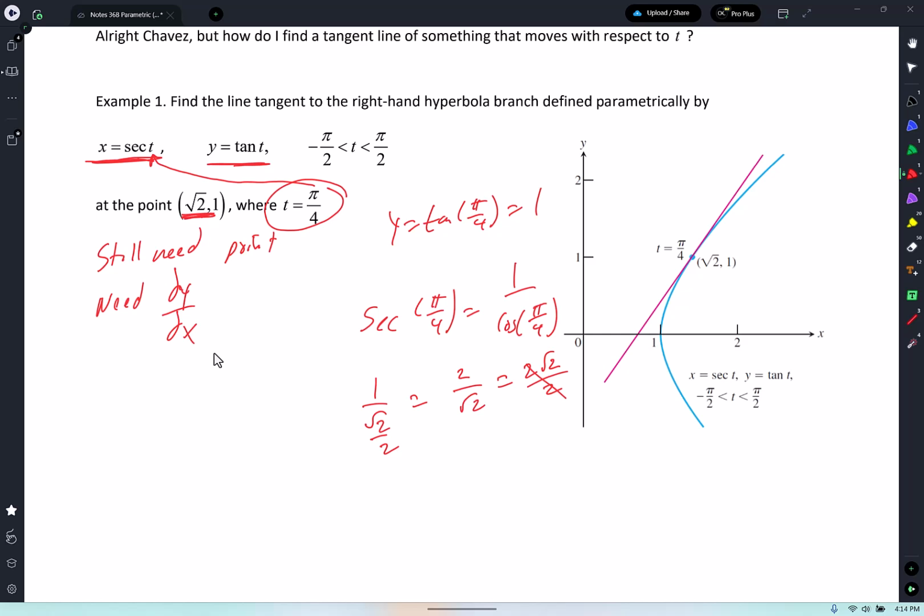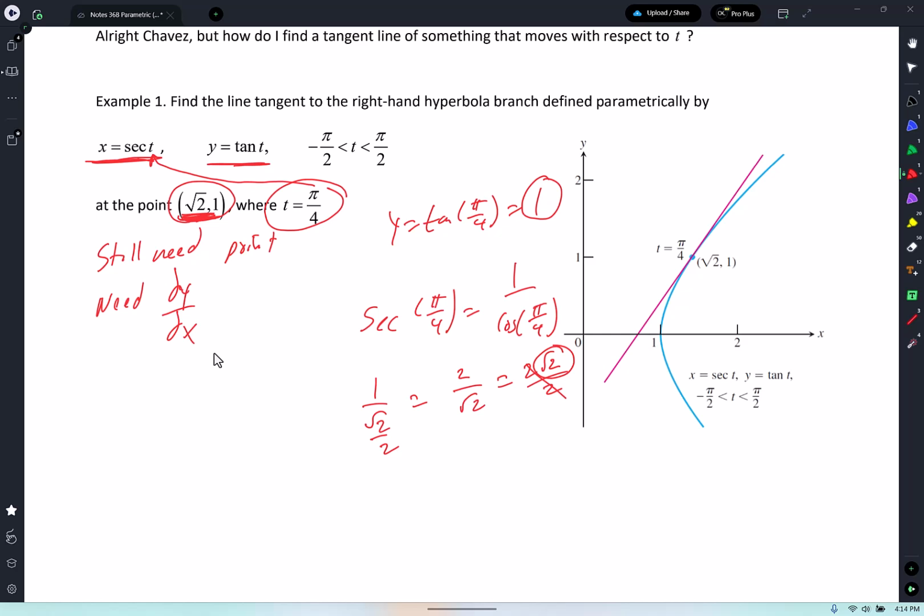So that's how we got the x value of square root of 2 and the y value of 1. Yay or nay? They're being nice. Did I have to do any of that? No. But just in case, if they say find the tangent line at t equals some value, I need a point and I need a slope.